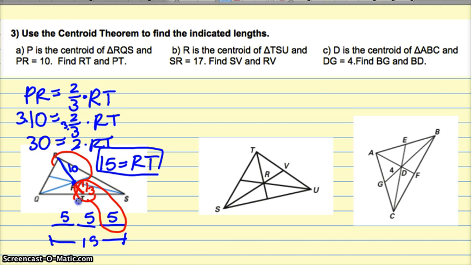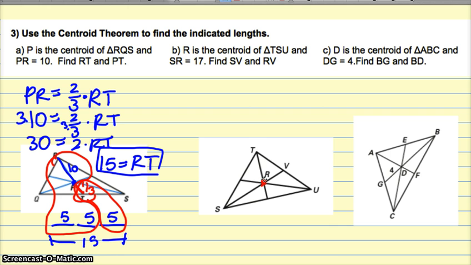This RP, or the 10, is 2 of the 3 pieces. So 2 of those 3 pieces has to give you 10, so the other one has to be 5. And some of you may be able to figure that out without an equation, but there's how you do it with an equation.